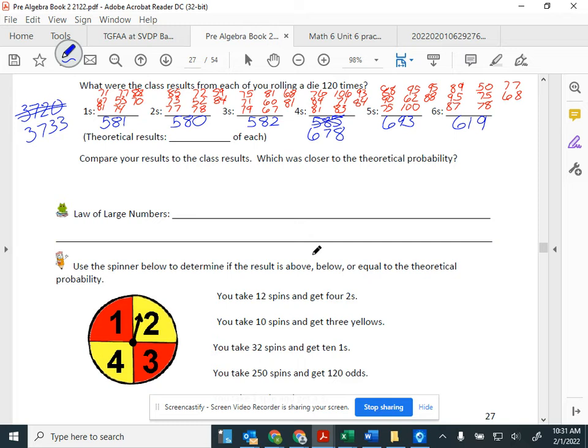Okay, compare your results to the class results, which was closer to the theoretical probability. If we're going by theoretical probability with the class results, think about what percentages we would be at. So you figure out your individual results, your percentages. I'm gonna figure out the class. You figure out your individual.